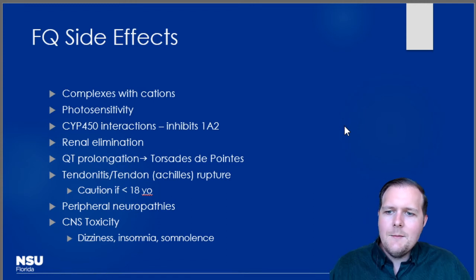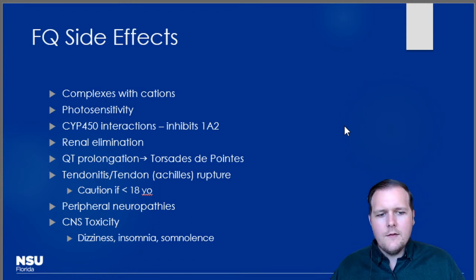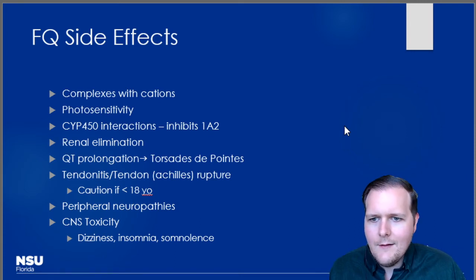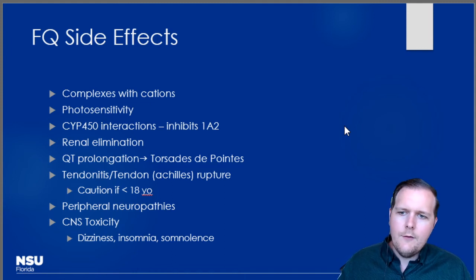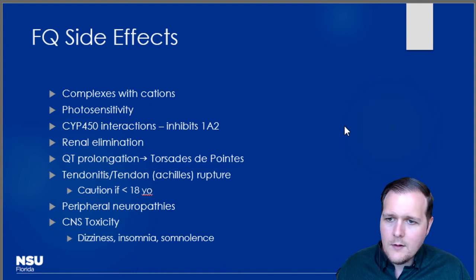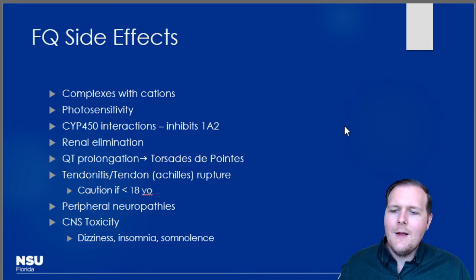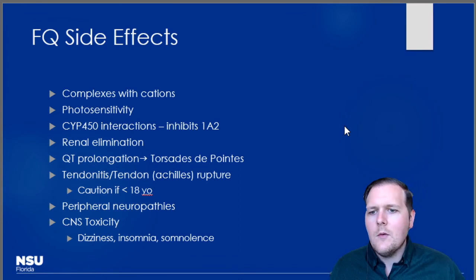So I talked about a lot of the side effects already. Some other things to think about include photosensitivity. Either have them stay out of the sun or make sure they're using high SPF sunblock. Talked about the renal elimination for Cipro and for Levaquin, but not for Moxifloxacin or Avelox. I mentioned the QT prolongation. Another kind of unique one here is tendinitis and the risk for tendon rupture, specifically the Achilles tendon, which tends to be more affected than some of the other ones.